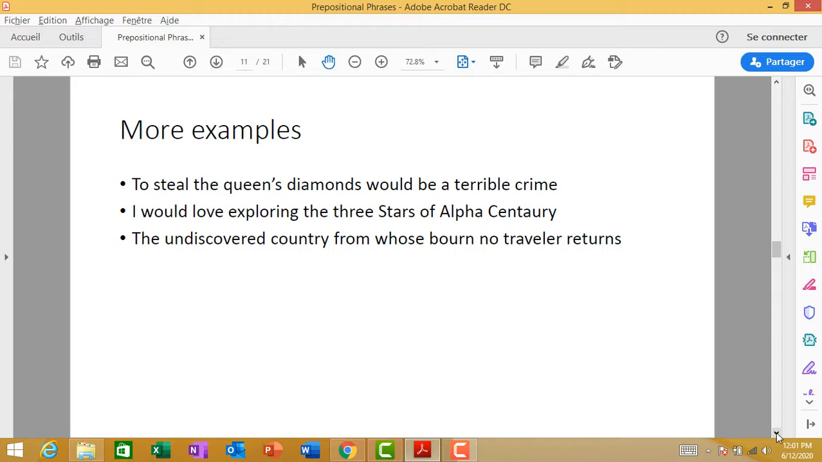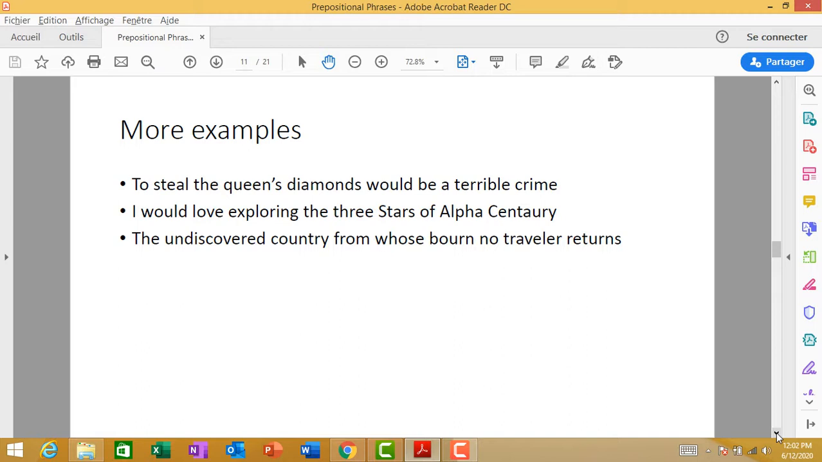To steal the queen's diamond would be a terrible crime. Now, why I have this sentence here is because the prepositional phrase here is not going to be very obvious. And I'm going to tell you which part of this sentence is the prepositional phrase. Is to steal the queen's diamond. This is the prepositional phrase.